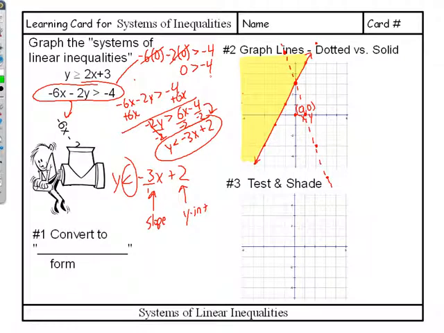Is 0 truly greater than negative 4? Well, it is. Therefore, the shading is going to be on, sorry, let me adjust this a little bit. The shading is going to be on the side with 0, 0 because it made the statement true. Made it true, so I'm shading on this side of the inequality. And the true answer to this whole thing is right over here where the shading was doubled up. Okay, that is the solution to my systems of linear inequalities.